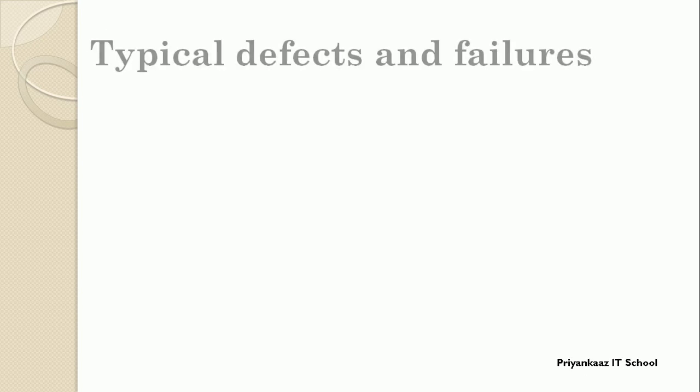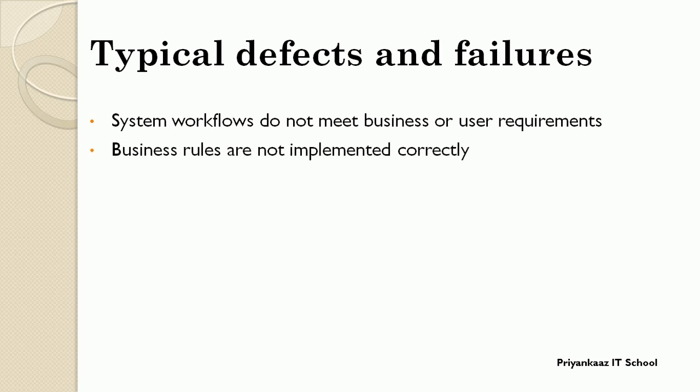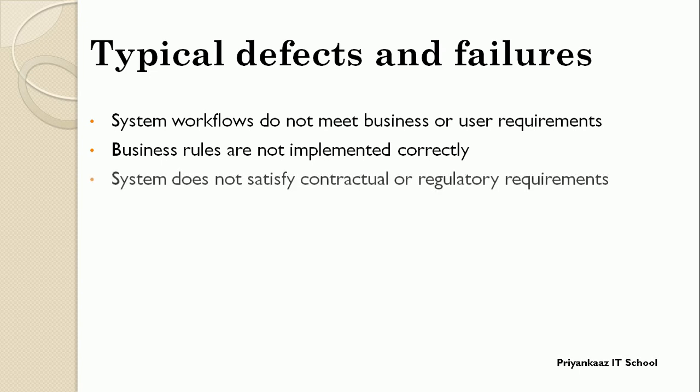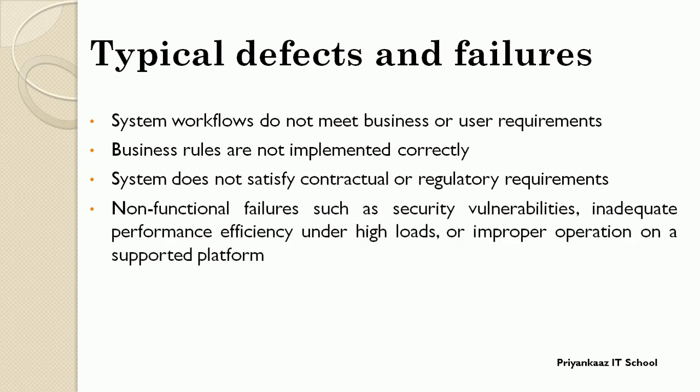Now let's see some typical defects and failures during acceptance testing. As you can see, system workflows do not match or do not meet business or user requirements. Business rules are not implemented correctly. The system does not satisfy contractual or regulatory requirements. Then there are non-functional problems like security vulnerabilities, inadequate performance, and software UI problems. These are the typical defects you might get during acceptance testing.